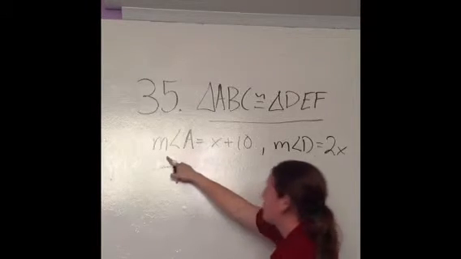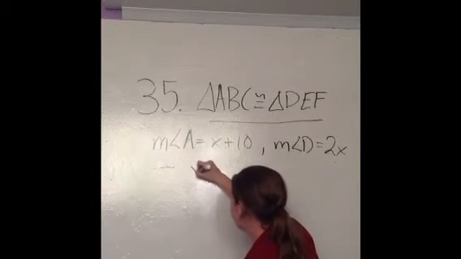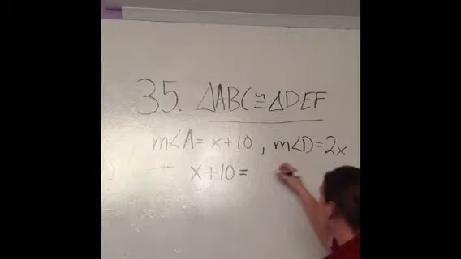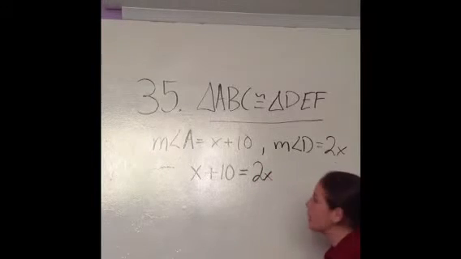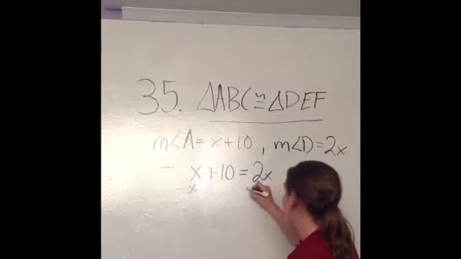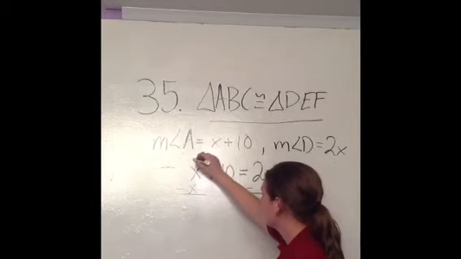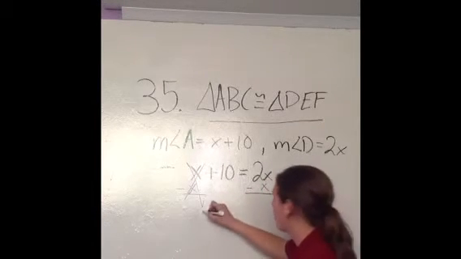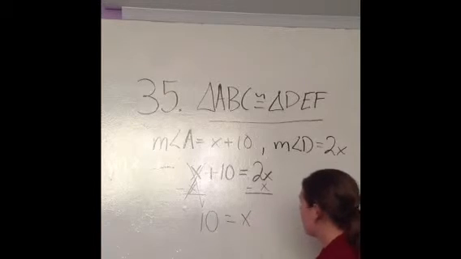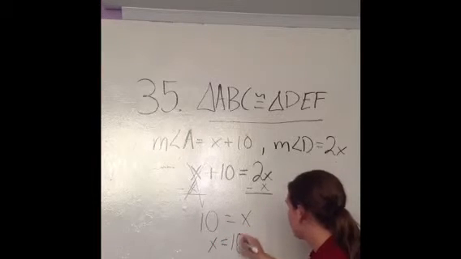So, if the measure of angle A is also congruent to the measure of angle D, our equation should go like this. X plus 10, which is the measure of angle A, is equal to the measure of angle D, which is 2x. So what we're going to do next is we want to get x on one side of the equation. So we are going to subtract x from both sides, because what you do to one side, you have to do to the other side. So these x's cancel each other out. So you're left with 10 on the left side. So 10 is equal to 2x minus x. It gives you x. So now you have 10 equals x, or as you could write it, x equals 10.